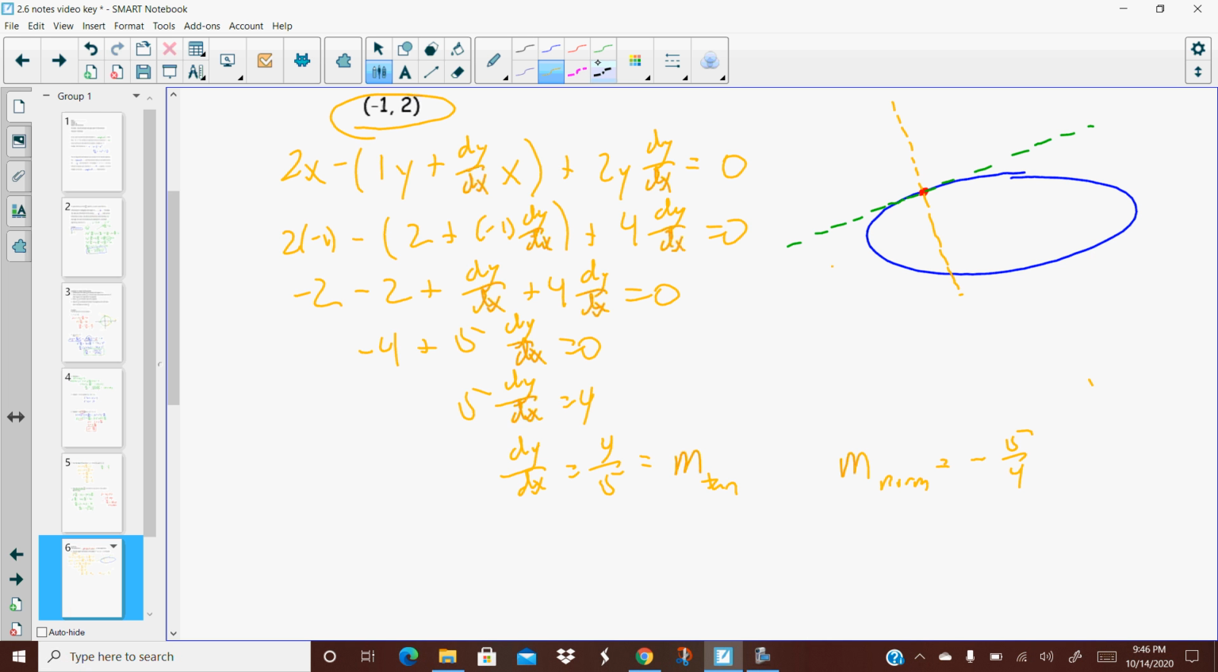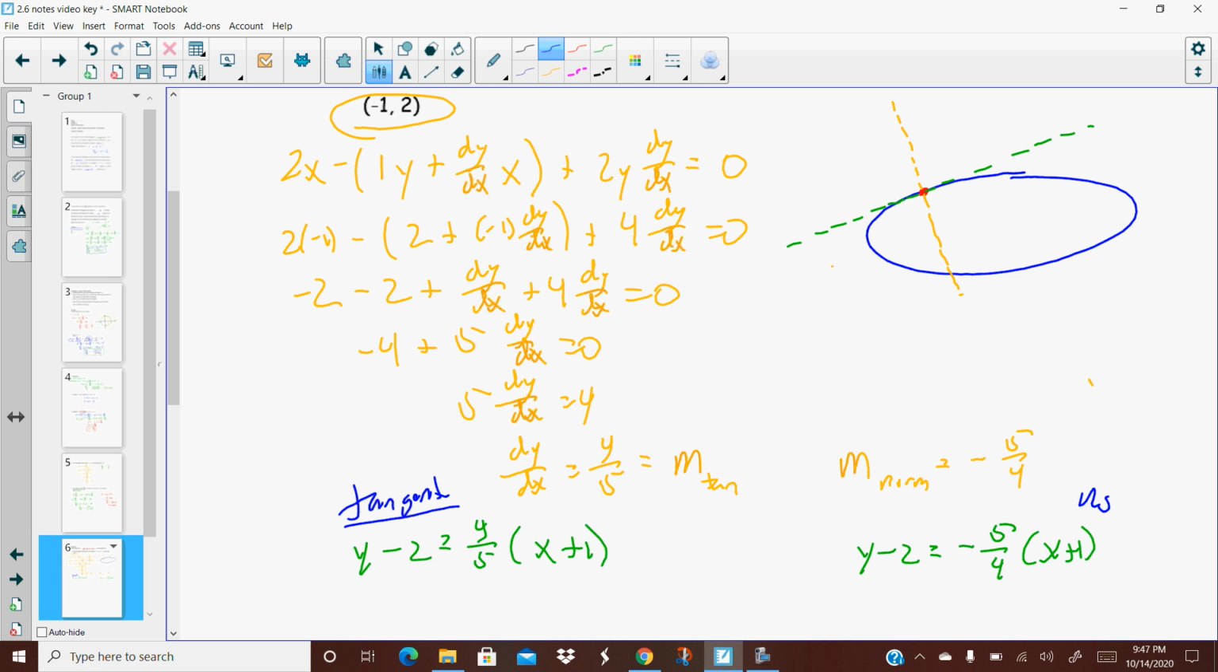So the equation of the tangent line is going to be y minus 2 equals 4/5 x minus -1 or plus 1. The nice thing is, everything here is the same for the normal line except for the slope. It's still y minus 2 equals, now the slope is going to be -5/4 x plus 1. So this one right here is the tangent, and this one is the normal. And that's it. All right, one more page to go.